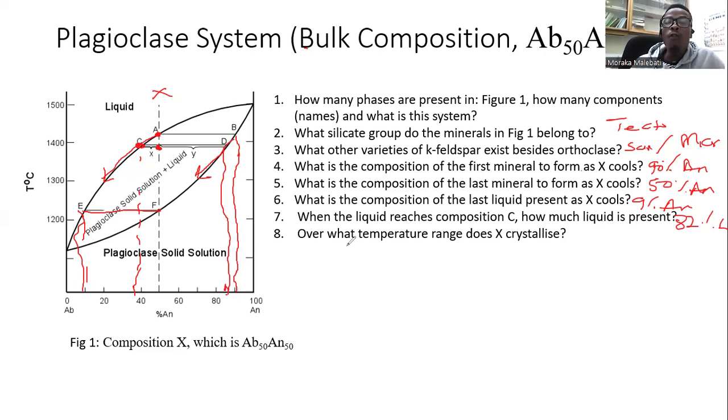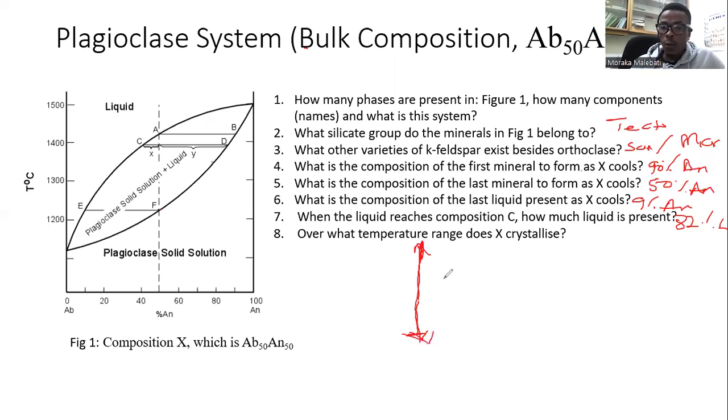So then, over what temperature range does X crystallize? Okay, so it's a bit messy. Let's try to calculate that. When we say the temperature range, remember the temperature increases from bottom to the top, so it goes this way. Sorry, it decreases going downward. So for us to calculate the temperature, we have to check vertically.